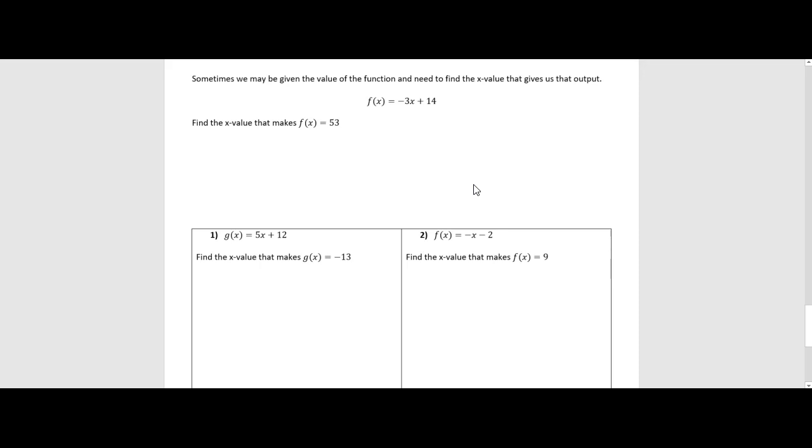Different type of example here on our last page. Now we're going to go the other way. So it says sometimes we may be given the value of the function and need to find the x value that gives us that output. So it's essentially like we're working backwards.